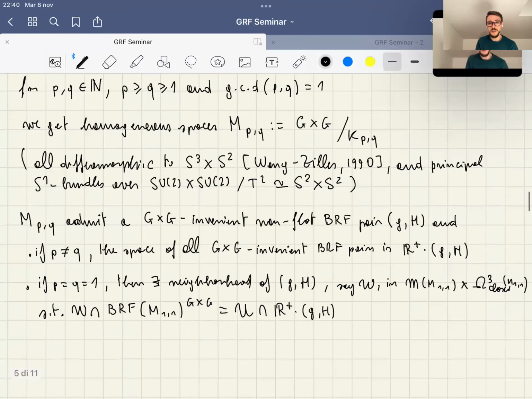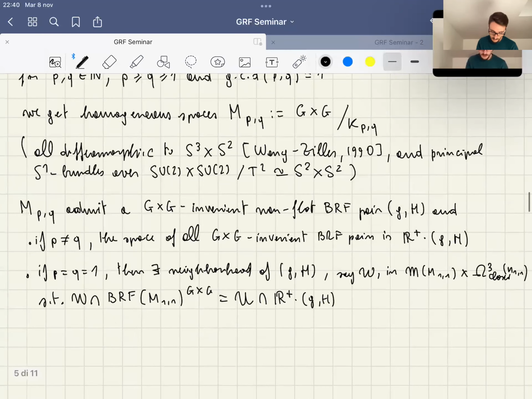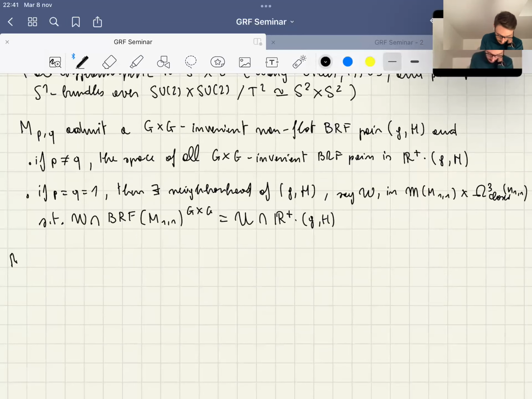We do not know in such a case whether there are more solutions because the equations you obtain in the second case, so when P is equal to Q is equal to 1, are more complicated compared with the equations you obtain in the first case. But in any case, this answers the question posed before negatively. And in particular, we obtain examples that are homogeneous, compact, Bismuth-Ricci flat, and non-flat. Let me add some remark on such examples.